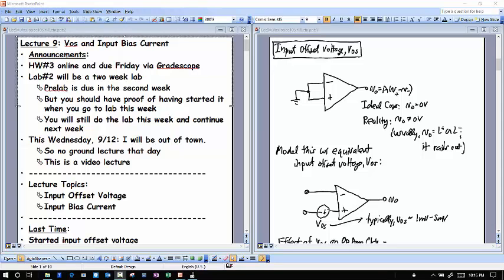Okay, so welcome to Lecture 9. This is going to be more on op-amp non-ideality. Specifically, we'll be talking about input offset voltage and input bias current. But as usual, let's start with a few announcements.